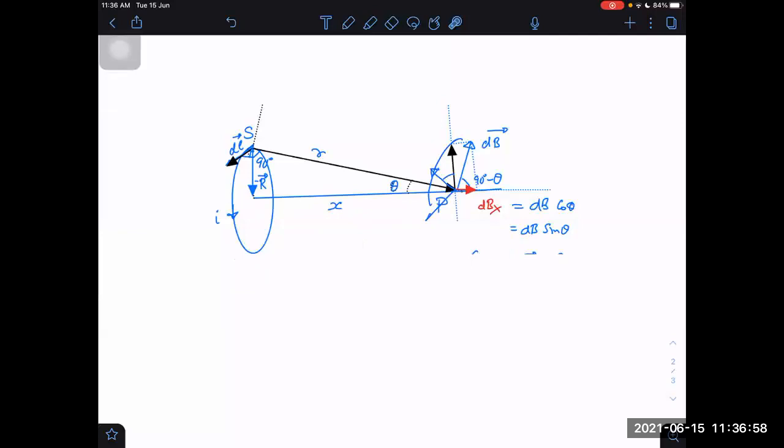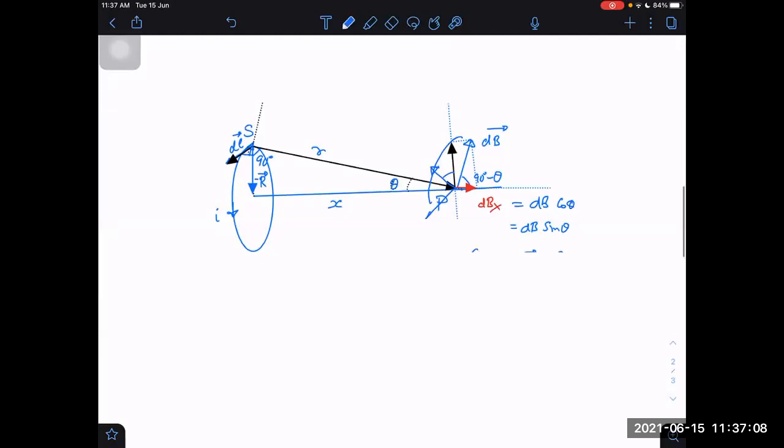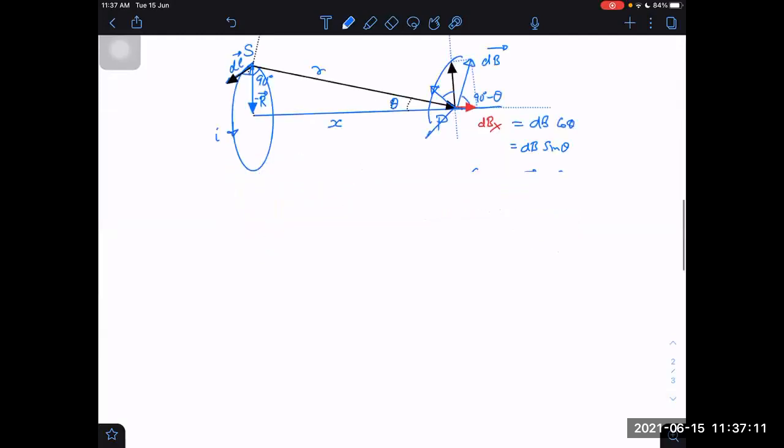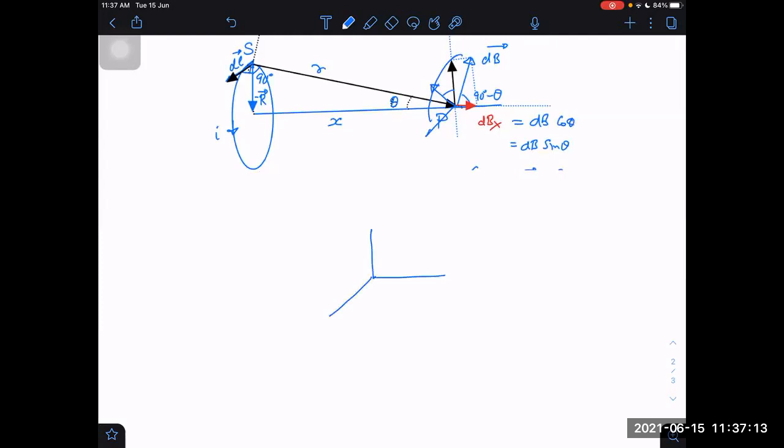Then I will have to take 3 components, and moreover the components will not be dB cos theta, dB sin theta, but much more complicated. I don't know if you will be able to visualize it. Let me explain how the dB vector will be. The real dB vector will actually be tracing a cone, the tip of the vector dB will be tracing a cone. Are you able to visualize that or not? Yes, sir.